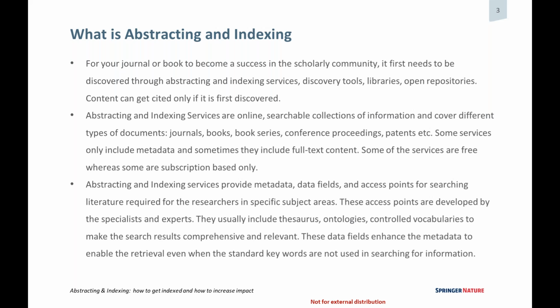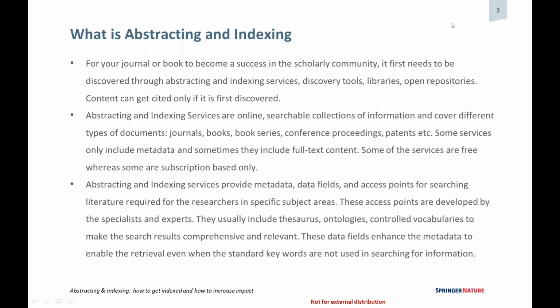Mainly meant for target audiences. And these target audiences for some of the major ANI services that I'll be talking about are scholarly communities. So the abstracting and indexing services are online searchable collections of information, and they cover different types of documents, such as journals, books, book series, conference proceedings, etc.